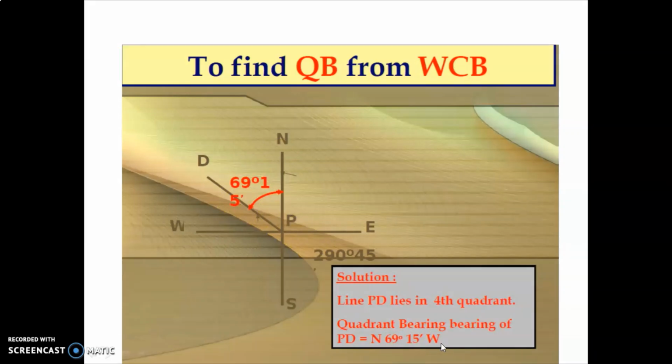So always remember, lines in the first quadrant and fourth quadrant are always approaching toward the north pole, and lines in the second quadrant and third quadrant are always approaching toward the south pole. So accordingly you have to write your answer. Okay.